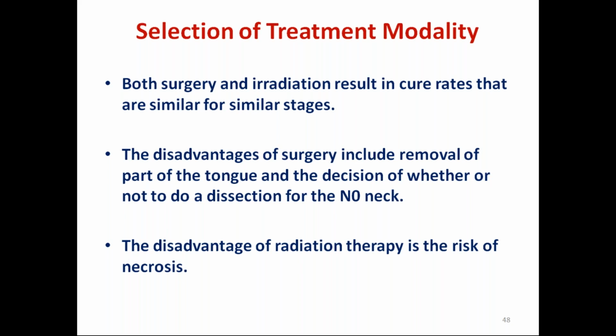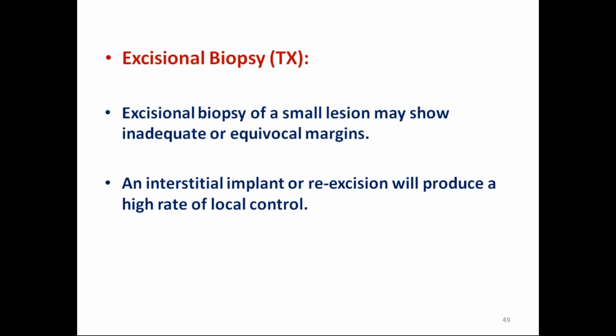So these are the various disadvantages, including the treatment therapy. Excisional biopsy is just for a confirmatory type, and also in a few stages it is a treatment type. Biopsy of small lesions may show inadequate or equivocal margins. Interstitial implant or re-excision will produce a high rate of local control. So after excision biopsy, we have to do redo surgery.